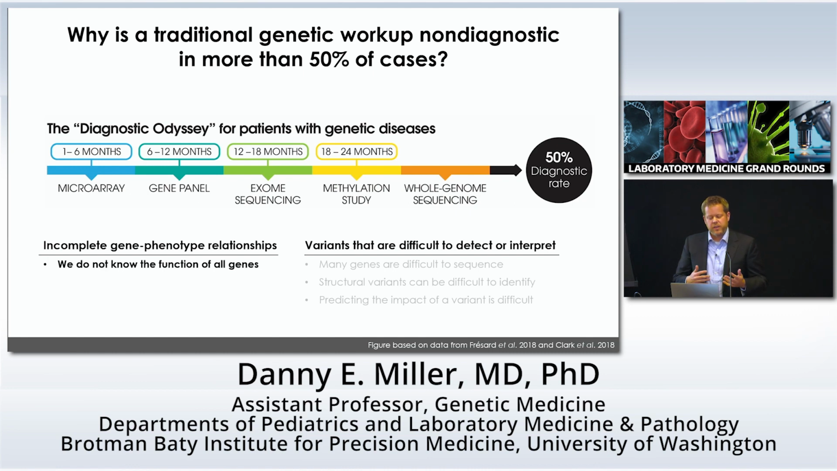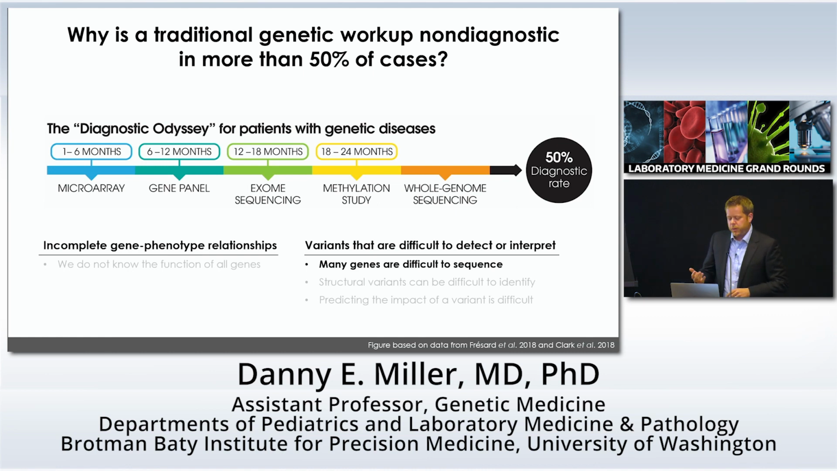And I would argue that with long reads, we get additional genotype information. We can see genes that are difficult to sequence using short-read sequencing. But there are also genes where it's really difficult to detect a particular variant or actually interpret that variant. So there are several genes that are really difficult to sequence.